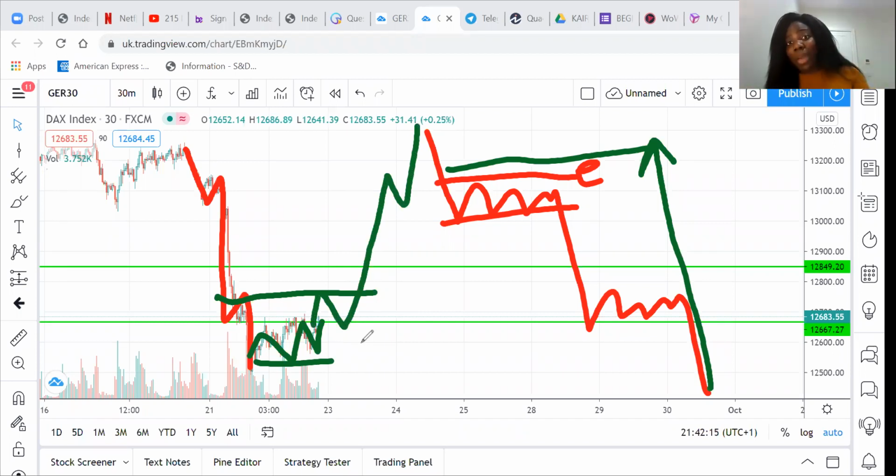Whether it goes all the way back up to 13,100, I'm expecting to at least see a zigzag of some sort up. So where I would potentially enter is when price has passed this previous step. Okay.